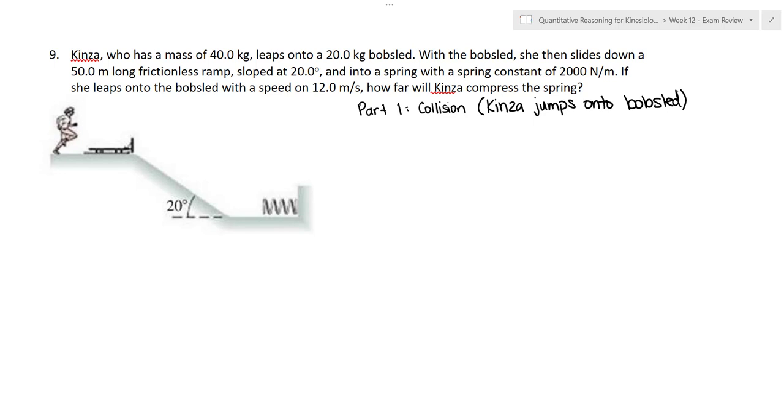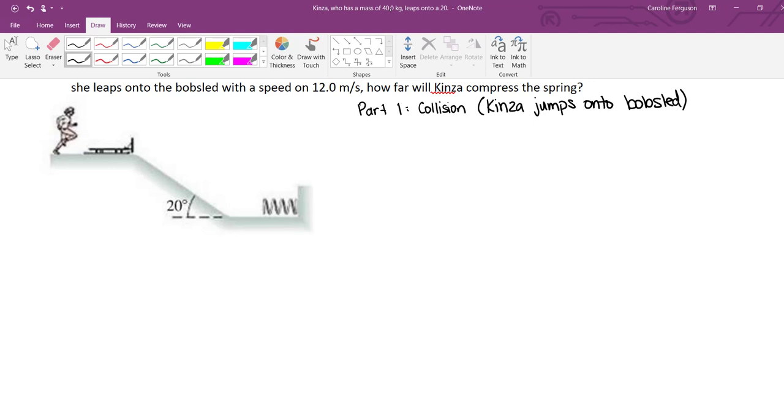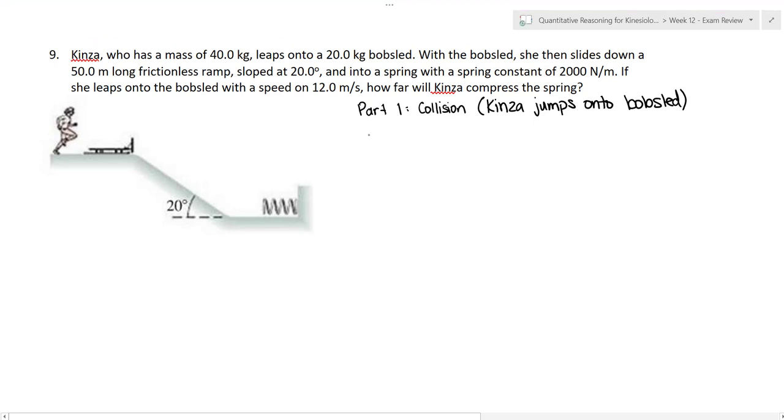Okay, so we're going to start with part 1. In part 1, we have an initial and a final state. Initial meaning Kinza and the bobsled have not collided yet. Final meaning that they have collided. And when they do collide, they're stuck together because Kinza is on top of the bobsled. So that would make this an inelastic collision. So we're going to say the total momentum initially is equal to the total momentum final.